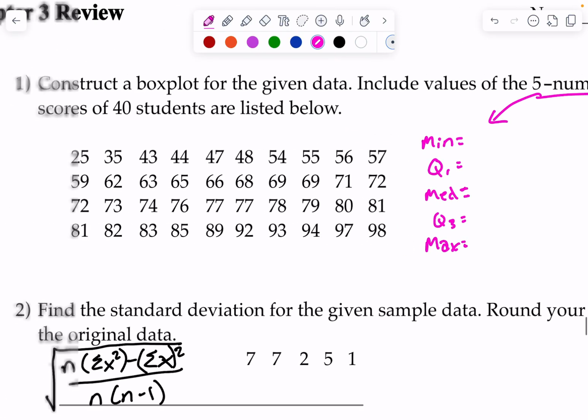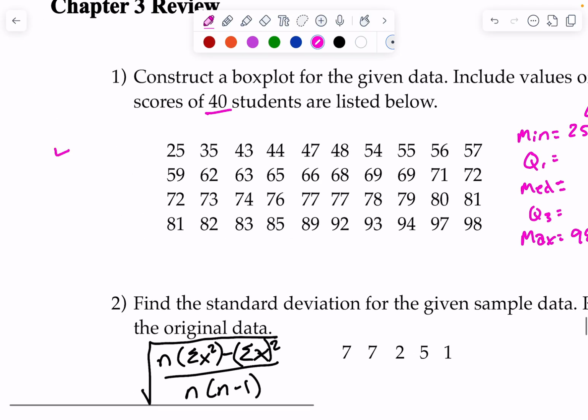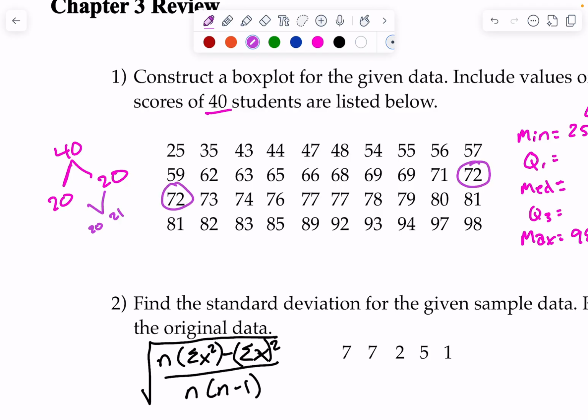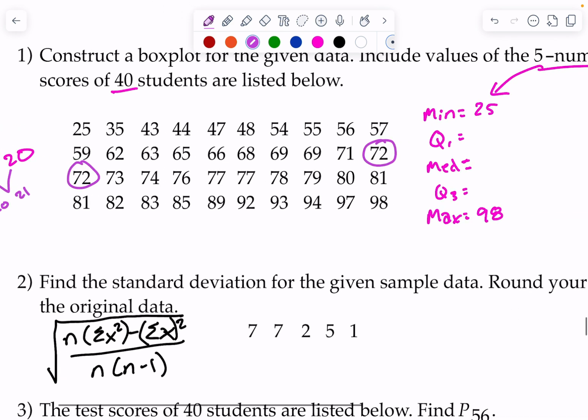The minimum is 25. Max is 98. Not too bad. There are 40 numbers. All right, so if we're trying to find the median, 40 split in half is 20 here and 20 here. There will not be an exact middle number, but it will be the average of the 20th and the 21st number, okay? 20th number is this guy, 21st number is this guy. 72 and 72, if I average those together, that is 72, okay?